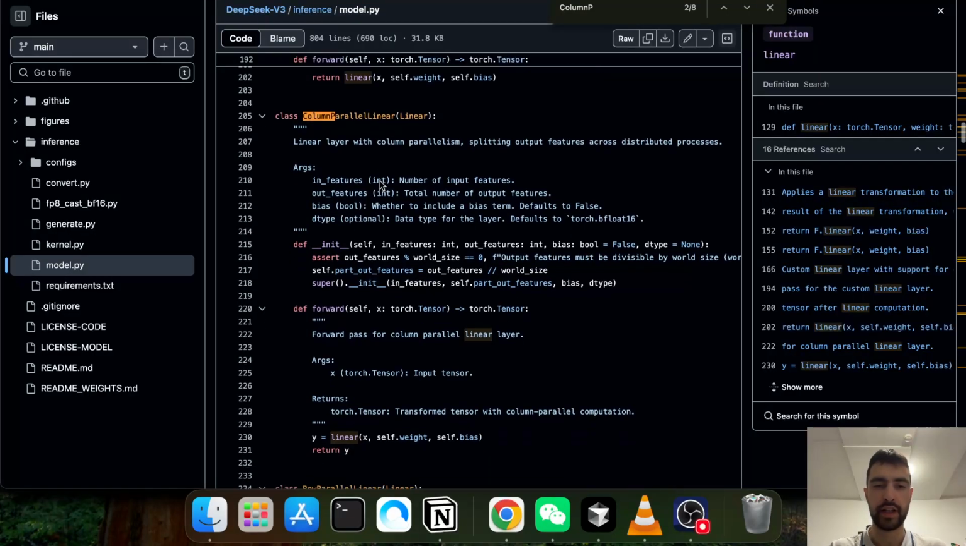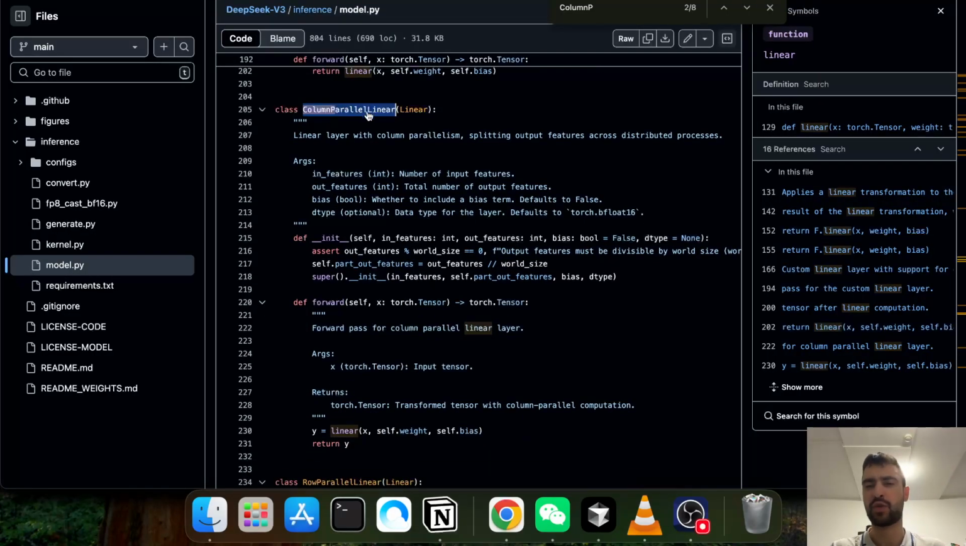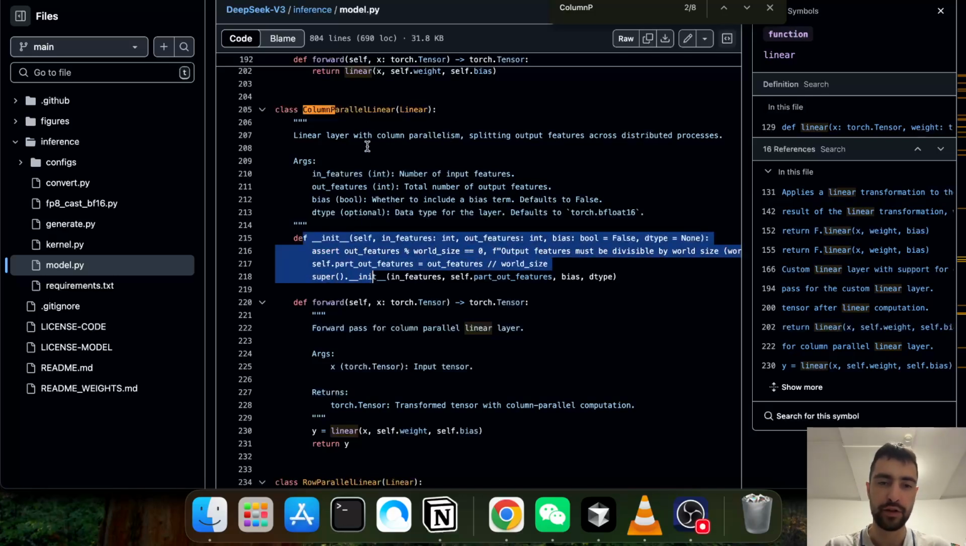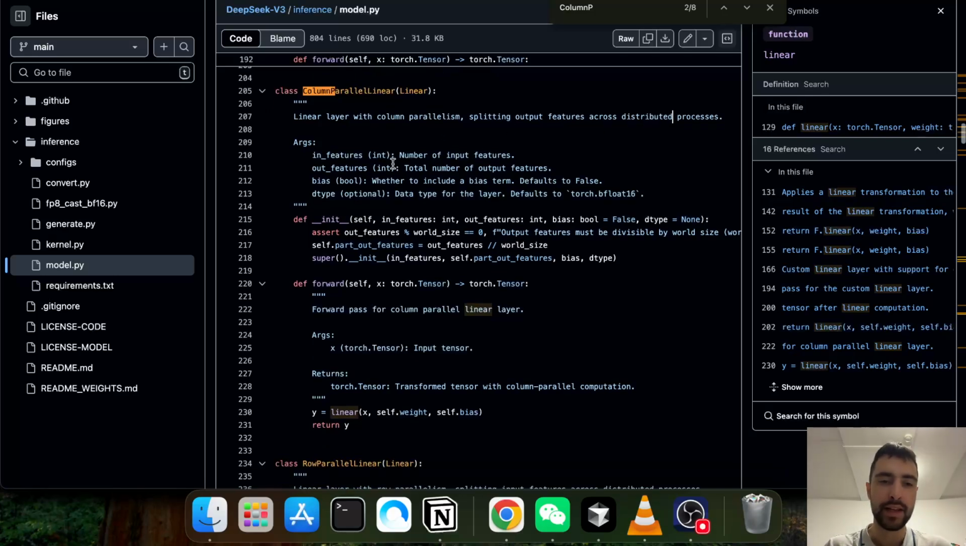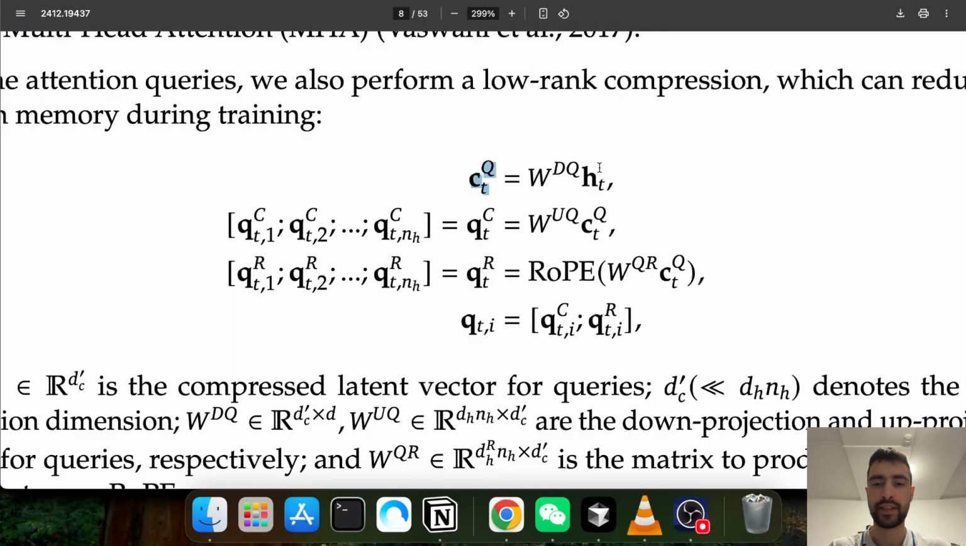We can check the code here. I don't need to code this because it's very simple. You can just copy paste or code it yourself with just a few lines of code. Linear layer with column parallelism, splitting output features across distributed processes. So basically the same as a linear layer, but I will explain. It gets in features and out features, same as a linear layer. In features is the dimension of this input vector. Out features is the dimension of this output vector, and it's actually the dimension here.